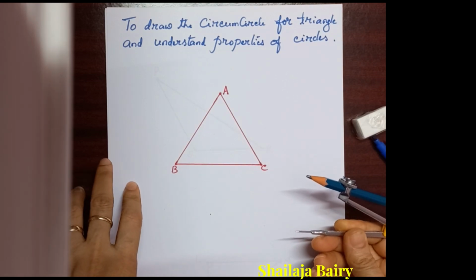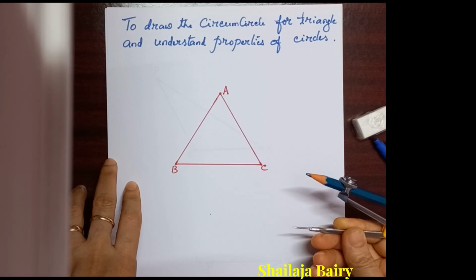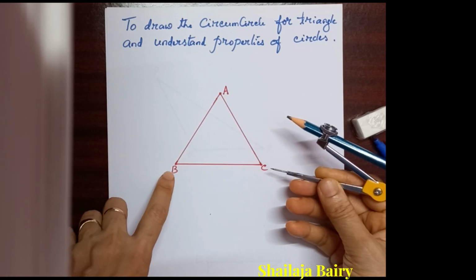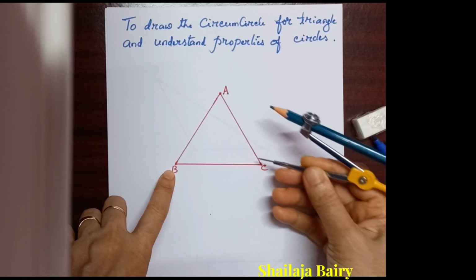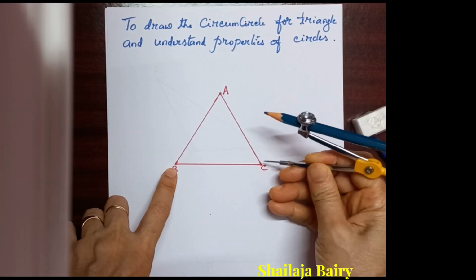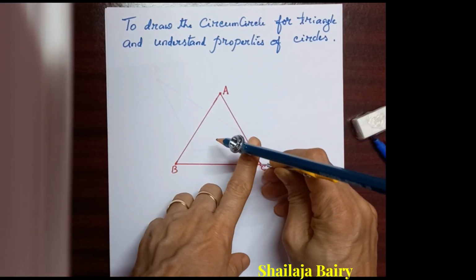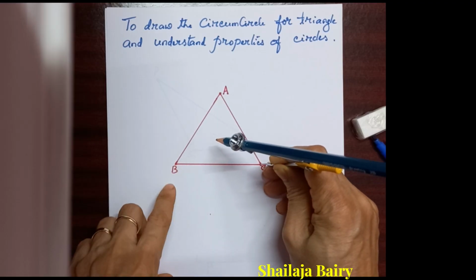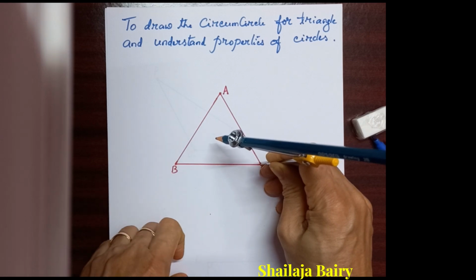Let us learn how to draw the circumcircle for a triangle and understand what are the properties of circles. So here triangle ABC is an acute angled triangle. ABC, each angle is an acute angle. So the circumcircle is the circle which passes through all the three vertices of the triangle.